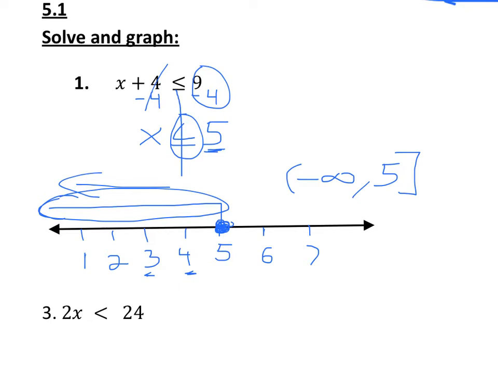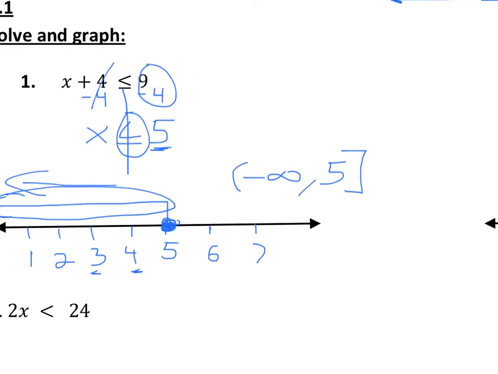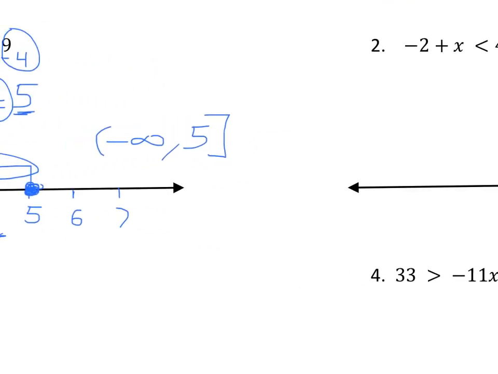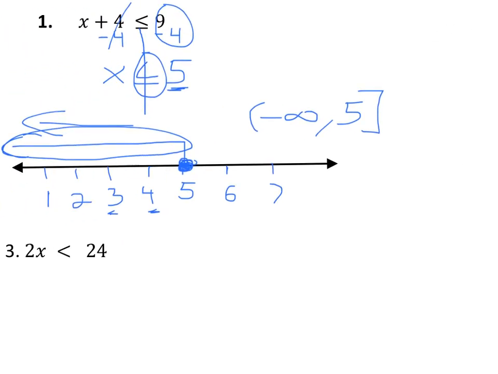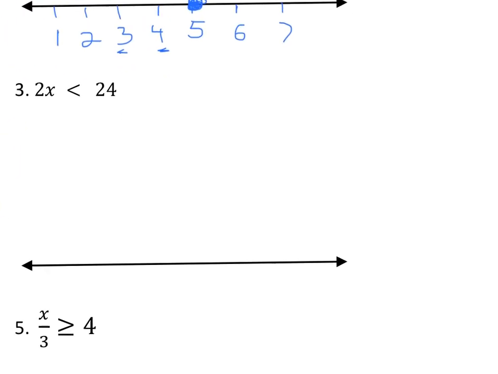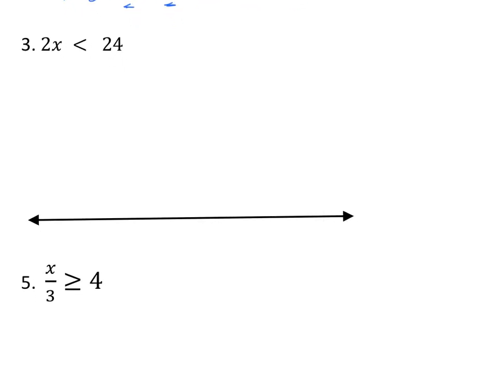All right, let's move over. Let's do number 2. Do we want to do number 2? Actually, let's go to number 3. All right, number 3, let's put a line straight down the middle, and then it's 2 times x. So to get rid of 2, we divide by 2. Real simple, we get x by itself. So x is less than, and 24 divided by 2 is 12. And that's it. This is our answer.